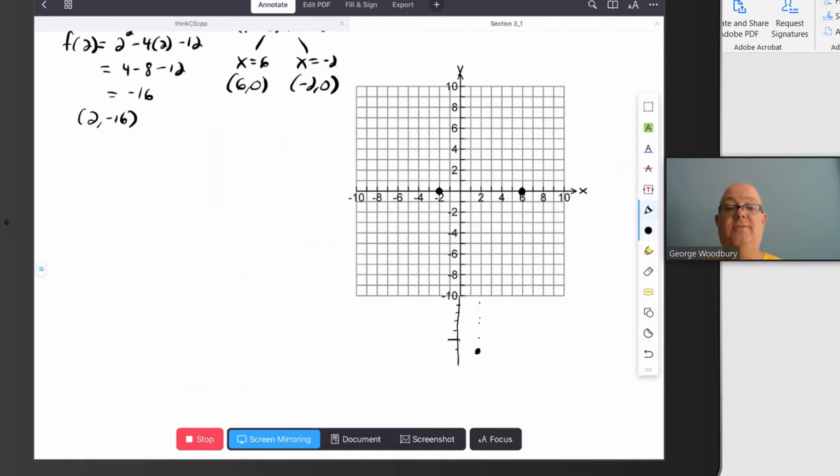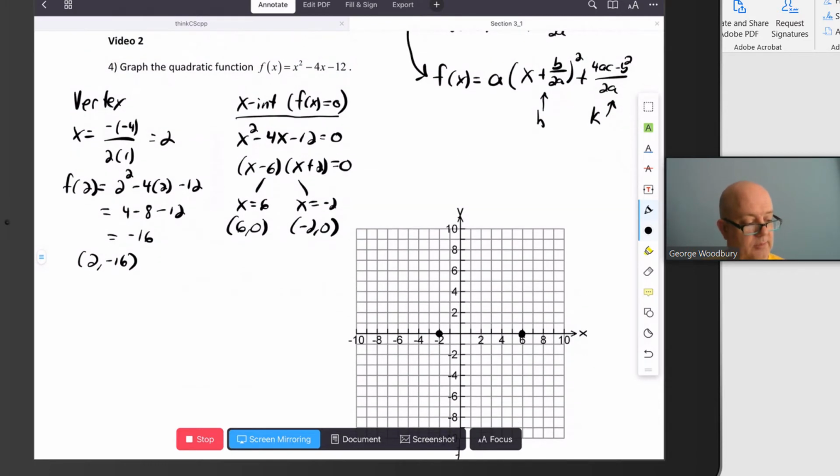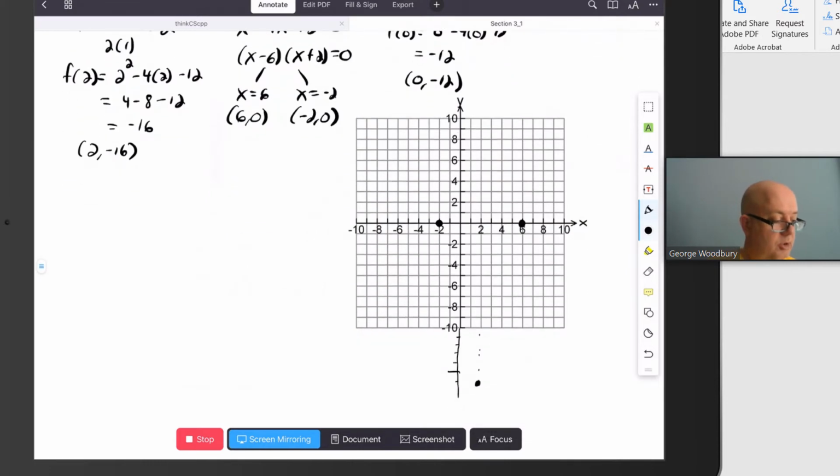The next step for me is to find the y-intercept. And the y-intercept, let's continue over here. For the y-intercept, we just have to find f of 0. So I'm going to put in 0 for x. f of 0 equals 0 squared minus 4 times 0 minus 12. Well, that's some easy arithmetic because all the zeros disappear and we just get negative 12. So 0, negative 12 is the y-intercept. Let's put that on the graph. That would have been about there. And its mirror image point would be over there.